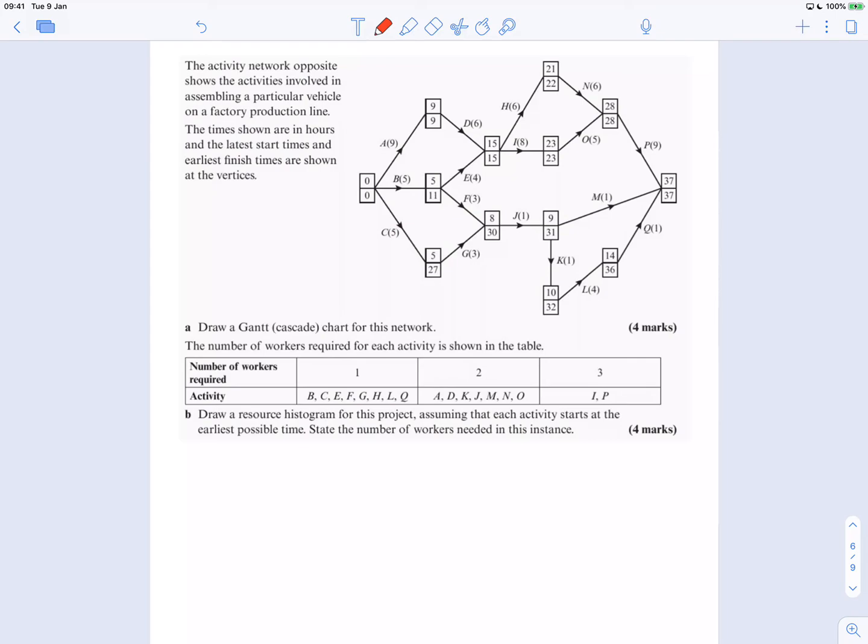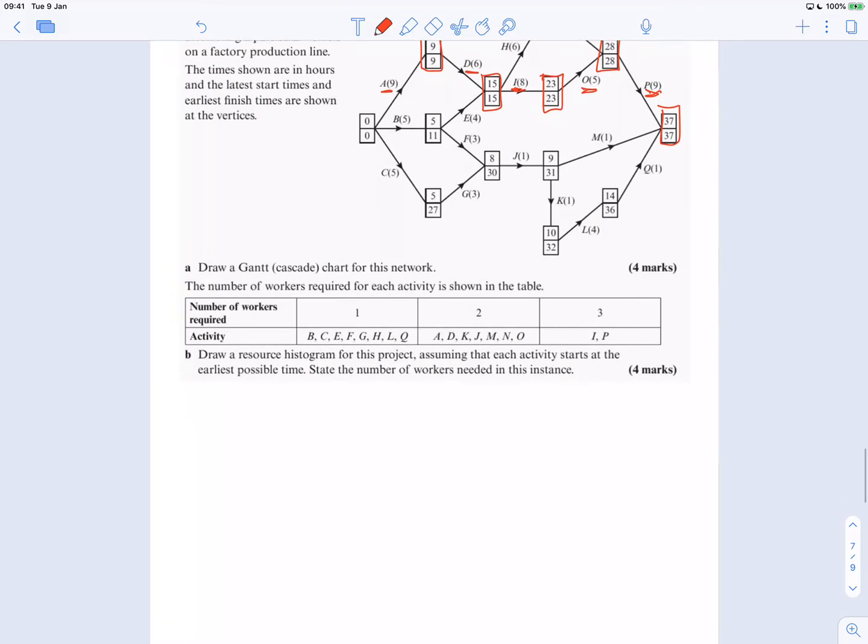Draw a Gantt chart for this network. Okay, so where are the critical activities? They're the same numbers, the same numbers. It doesn't look anywhere else. So the floats: that has a 0 float, that has a 0 float, this has a 0 float, this has a 0 float, this has a 0 float.